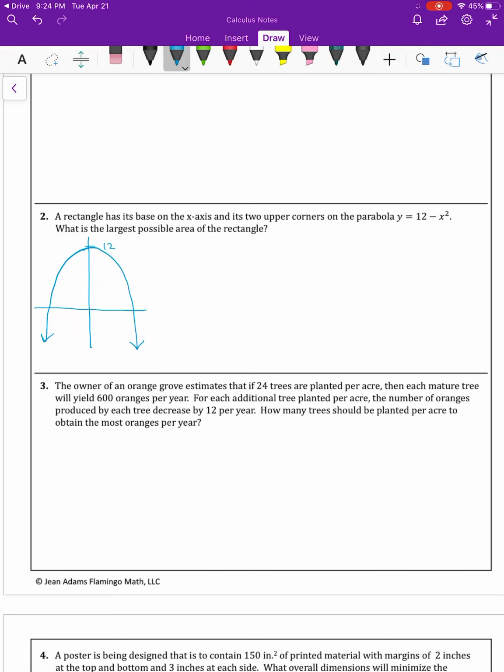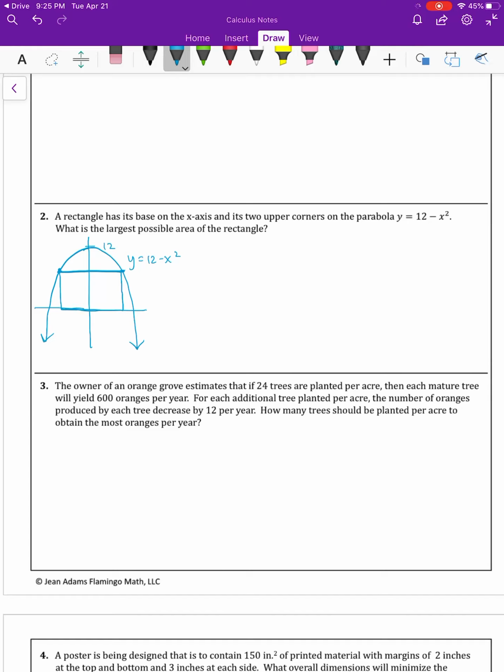So problem number 2: a rectangle has its base on the x-axis and its upper corners on the parabola y equals 12 minus x squared. So I'm going to do a little sketch of this. It's always great to have a picture. I don't even know if I could solve this problem without a picture. This is my y equals 12 minus x squared. So it's a downward facing parabola that's been shifted up 12 units.